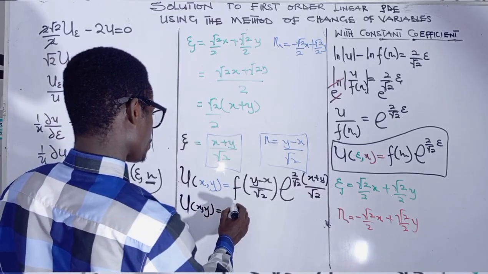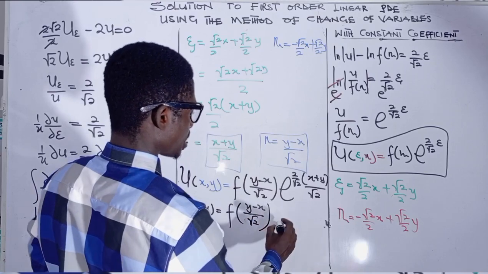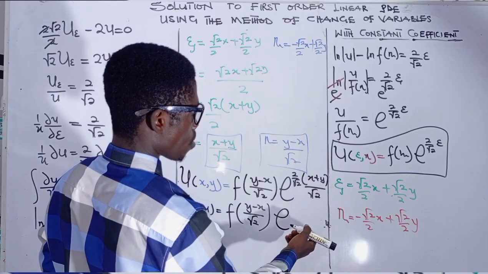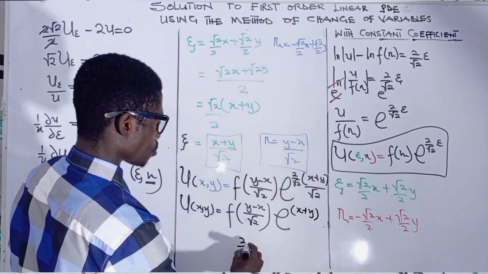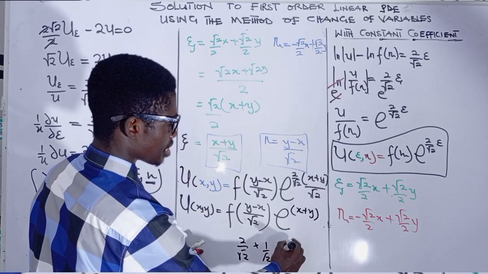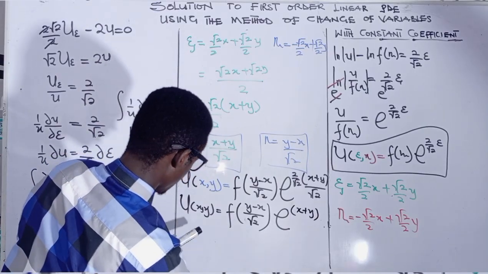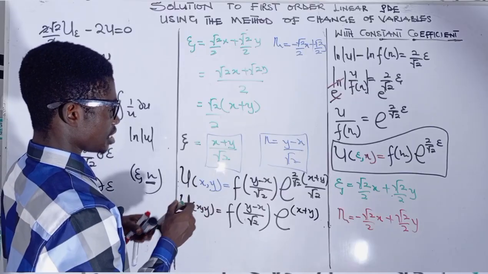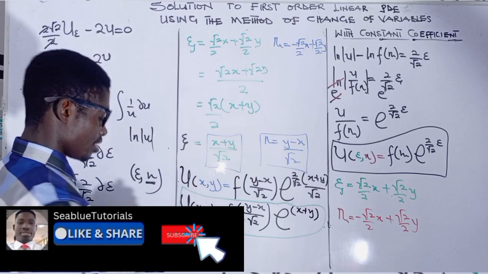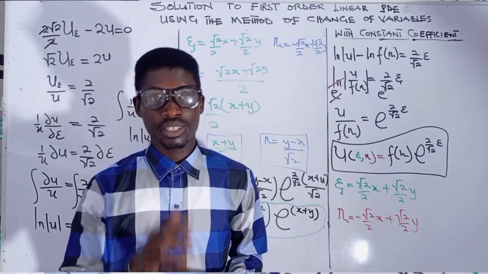So finally, we have our u(x, y) is equal to a function of (y minus x) over root 2, and then we have e to the power. When you do the algebra, 2 over root 2 and then root 2 will go away, because 2 all over root 2 times 1 over root 2, when you do your rationalization, this will give us 1. So this is what we have. So at the end, our general solution is given as this. So this is our general solution. Very, very easy and simple. See you tomorrow on another example on change of variable. Bye bye.